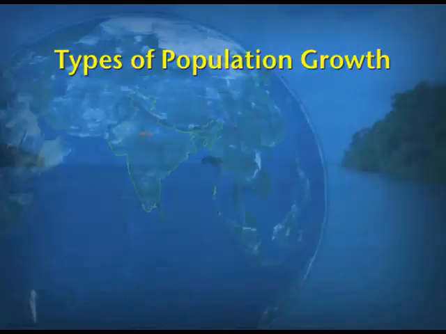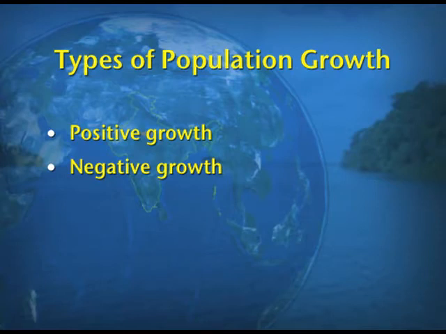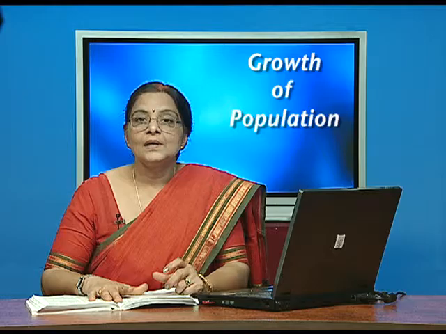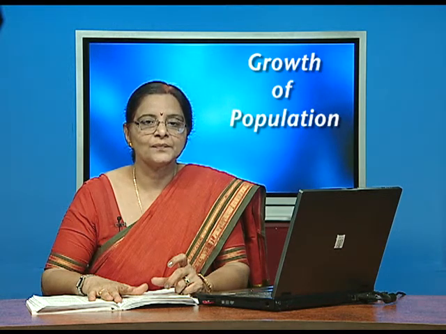Now, what are the different types of population growth? We discussed that they are of two types. One can be the positive growth, another can be the negative growth. Now, what is the growth of population when we say it is a positive growth? Positive means when the population increases between the two given points of time, it will be known as the positive growth of population. Now, the question is, under which circumstances does the population increase?